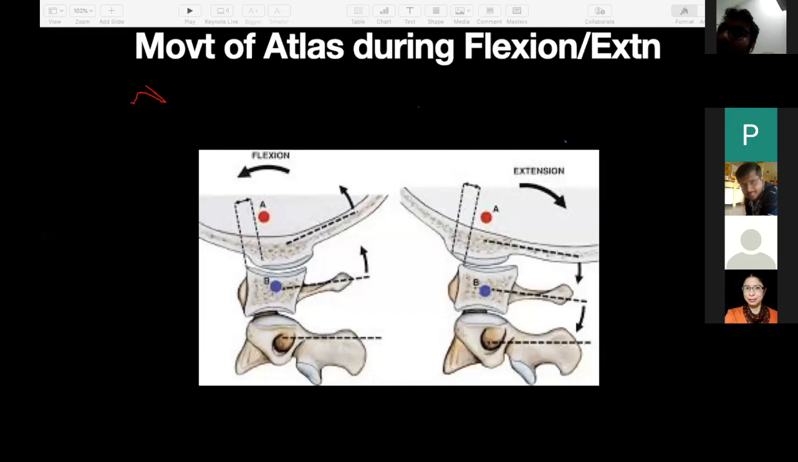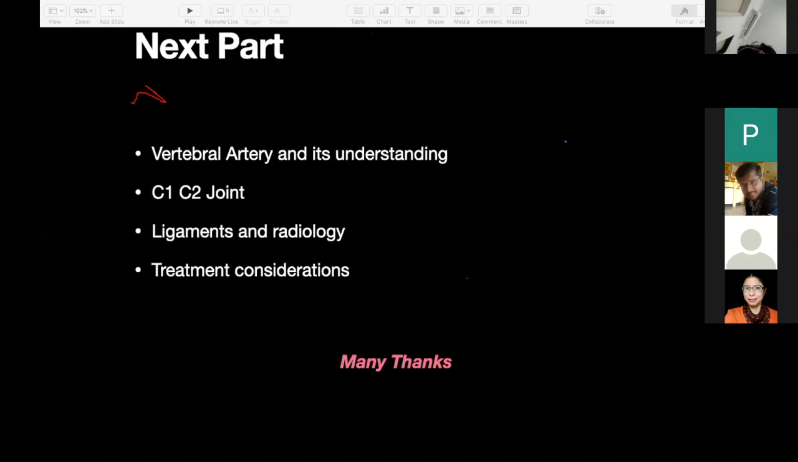Great. Okay. So, in the next part of the lecture, maybe next Sunday, or whenever John gives us the time slot, we will study the vertebral artery and its clinical implications. Today, we focused on OC1. Maybe next time I'll show you the radiology, the understanding of C1, C2, the ligaments in radiology, and treatment considerations.